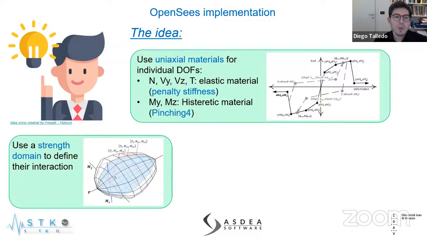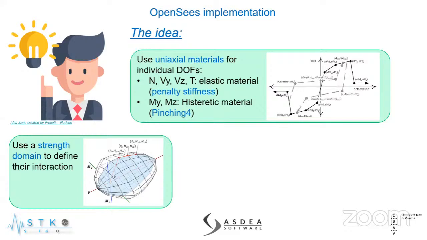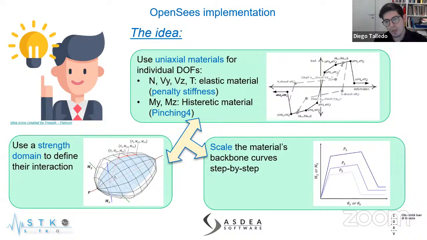Then we use a strength domain to define the interaction between these forces. And the idea is combining these two pieces of information in order to scale the material's backbone, of course, for the bending degrees of freedom, as you can see in this picture here, very schematically, of course, for every step of the analysis. So this is basically the idea.